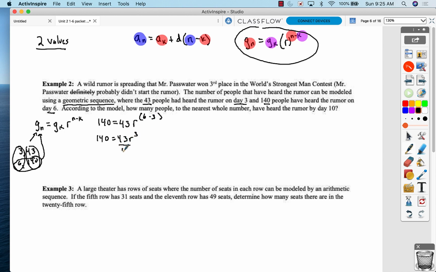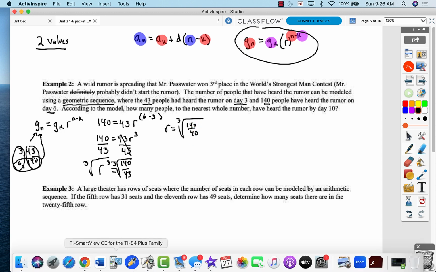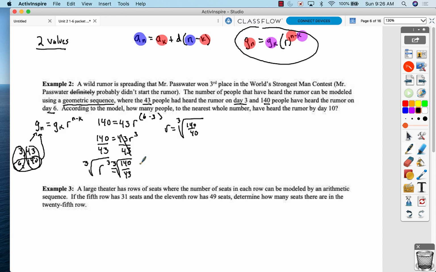Now what you want to do is divide by 43. So now I'm going to flip these variables around. r cubed equals 140 over 43. Just leave this as a fraction. Now to undo a cube, you have to take the cube root. So r is going to be the cube root of 140 over 43, and I'll show you how to put this in your calculator.